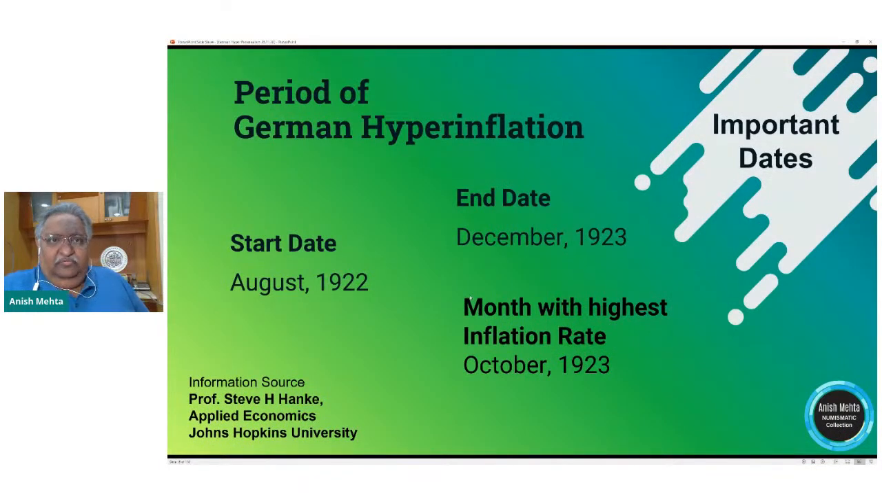The period of the hyperinflation was from August 1922 to December 1923. The highest inflation rate was in October 1923. This information has been got from Professor Steve Hanke, who is a professor of applied economics at Johns Hopkins University in USA, and he is a world leader in hyperinflation.